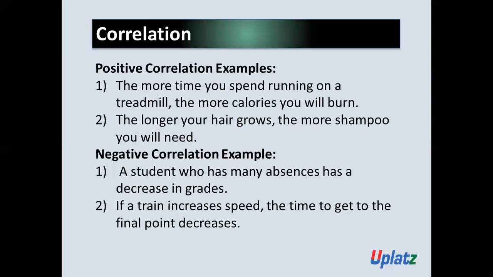Here is the next example of negative correlation. If a train increases the speed, the time to get to the final point decreases. Obviously, if the train or the car increases the speed, the time to reach the destination decreases. So here, speed is increasing, time is decreasing. It's an example of negative correlation in which one variable is increasing, then the other one decreases. Got the point? So this is the example of negative correlation.